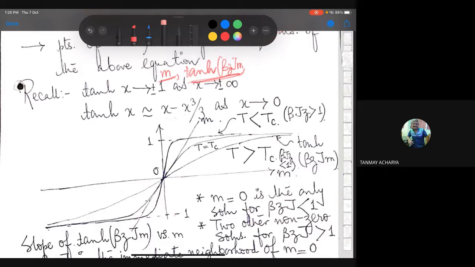Now let us look at, see, I want to solve this equation. I have to solve the equation m is equal to tan hyperbolic beta jz m. So therefore, I must find the self-consistent solution. Self-consistent solution meaning an m that satisfies the left-hand side as well as the right-hand side. That is to say, I have to find the intersection of these two curves, right?